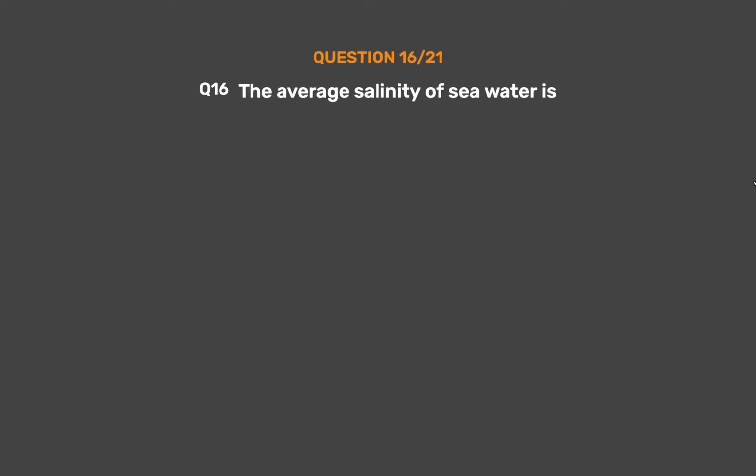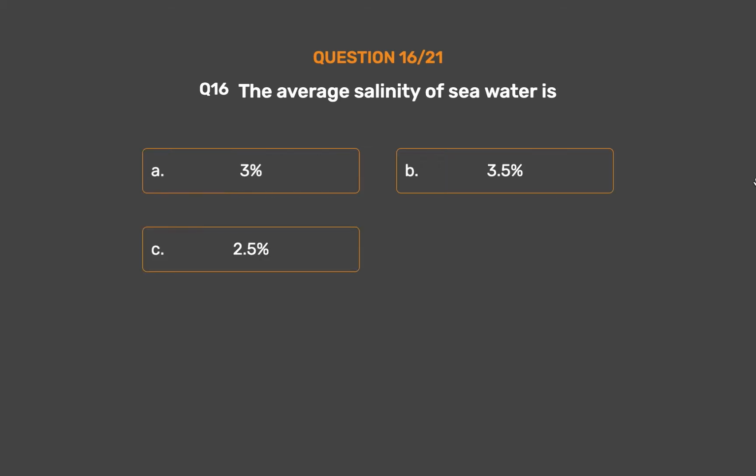Question number 16. The average salinity of seawater is option A, 3%, option B, 3.5%, option C, 2.5%, option D, 2%.